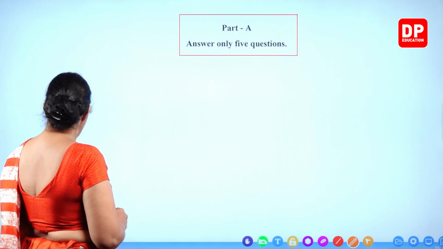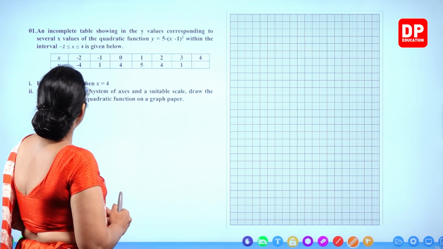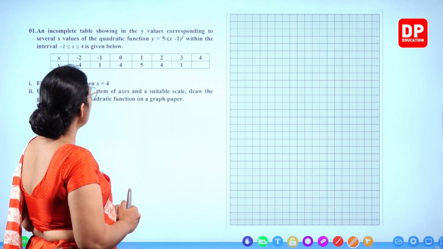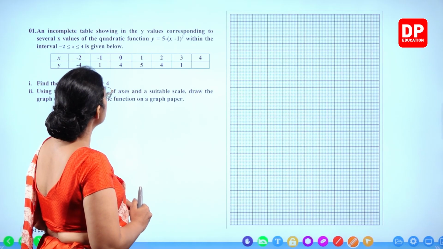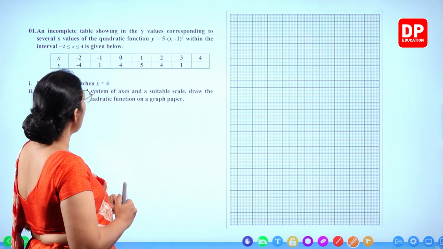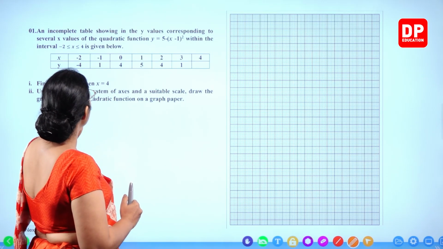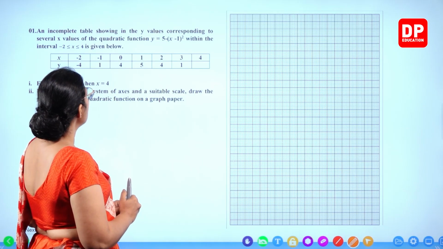Answer only 5 questions. This is the graph question. First you have to fill in the blanks, then draw the graph, and then answer the given questions. An incomplete table showing the y values corresponding to several x values of the quadratic function y equals 5 minus (x minus 1) whole squared within the interval minus 2 to 4 is given below. Find the value of y when x equals 4.